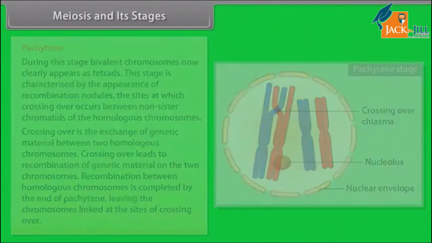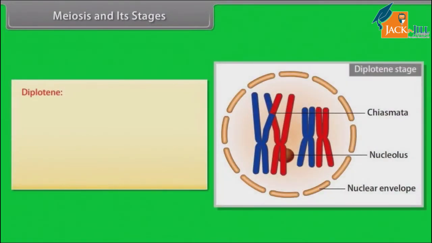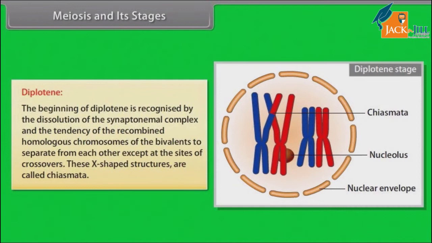Pachytene stage is followed by diplotene stage. The beginning of diplotene is recognized by the dissolution of the synaptonemal complex and the tendency of the recombined homologous chromosomes of the bivalents to separate from each other except at the sites of crossovers. These X-shaped structures are called chiasmata.